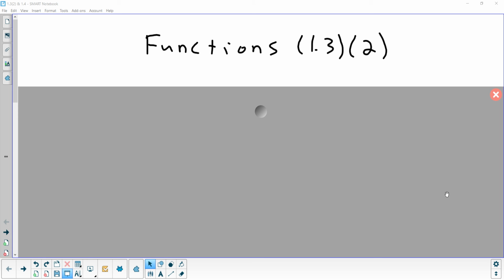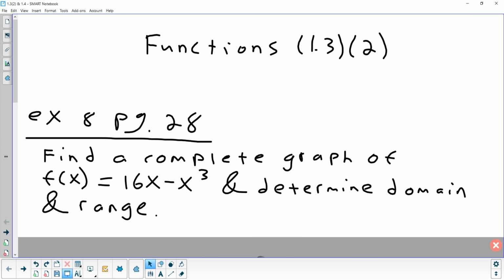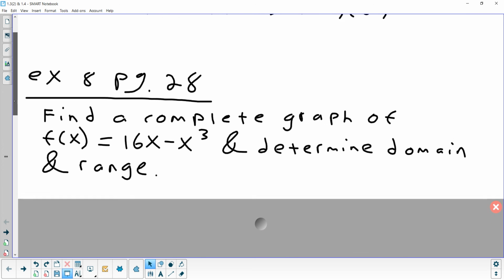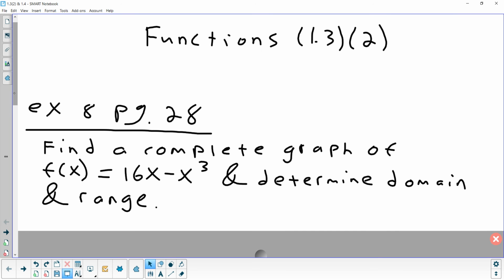Okay, so the first section we're going to take a look at is 1.3 part 2. It's a little bit of a review about how we find a window. So let's try to graph this on the calculator, and then we'll see how high and low the graph goes. That's the range. And then how far left and right it goes. That's the domain.